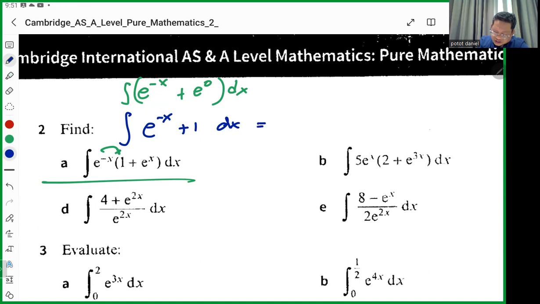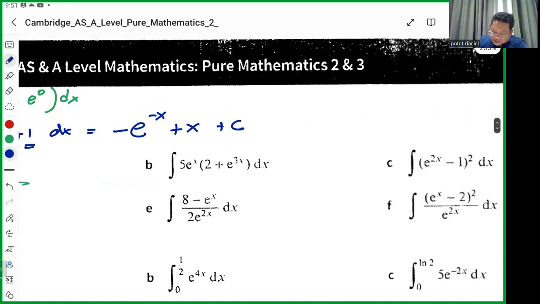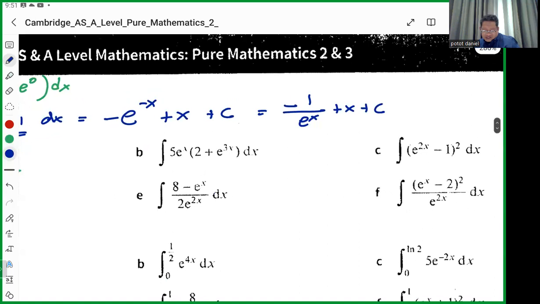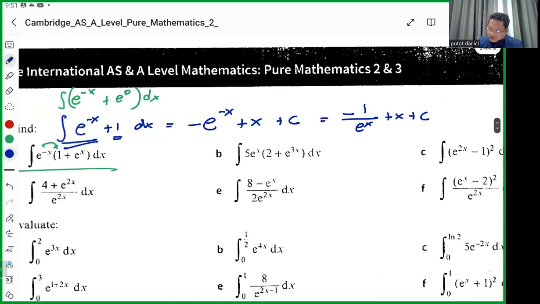And now we can take the integral. The integral of this is negative e to the negative x, and the integral of 1 is plus x. And just simply don't forget your plus c. That is now the final answer. If you don't like the negative power, then you can just write negative 1 over e to the x plus c. It is very important in further math that you know how to write from negative powers to positive powers.